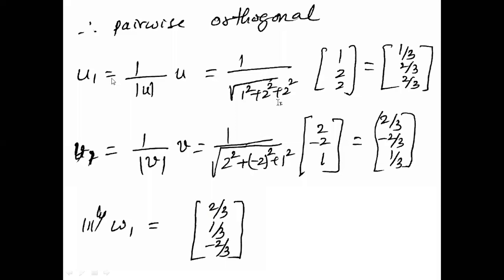So U1 is U, which is the matrix 1, 2, and 2, divided by the square root of 1 square plus 2 square plus 2 square. Right? And once you do that, you'll have this value and divide each element by the value. You'll get 1 by 3, 2 by 3, and 2 by 3. Similarly, we can do the same exercise for V1. So the answer turns out to be this, and similarly for W1. So that will give us the length of U1, V1, and W1.